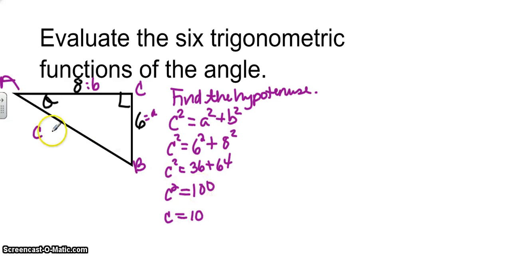Now it's only a positive 10 and not the negative 10 because we're talking about an actual length, and a length would always have to be positive. Now when I find the six trig functions, I'm going to use those ratios that we just talked about. The sine of theta is opposite over hypotenuse, so it would be 6 over 10. And then you want to reduce that to 3 over 5.